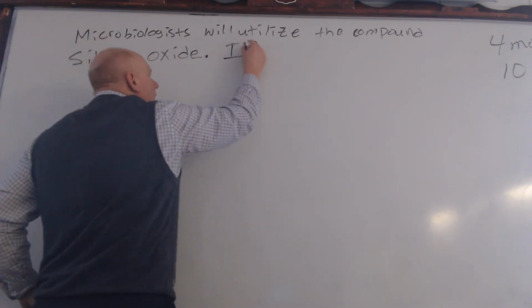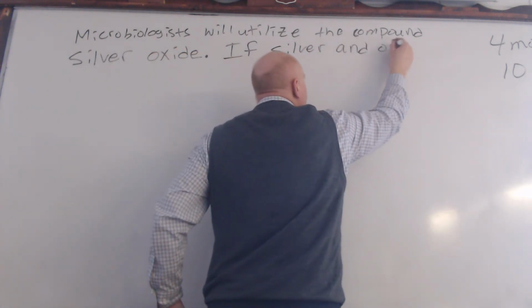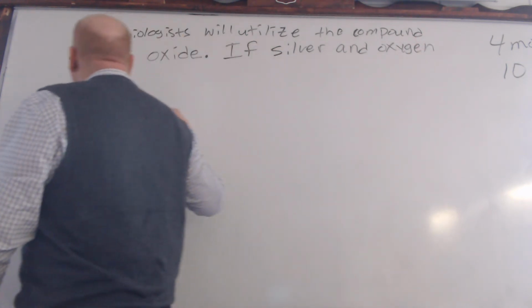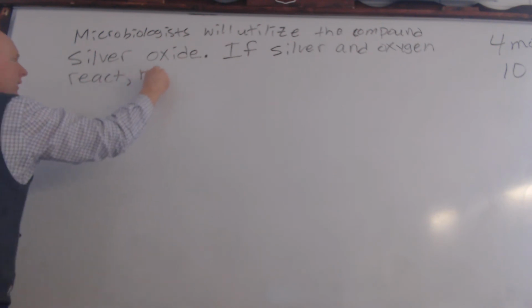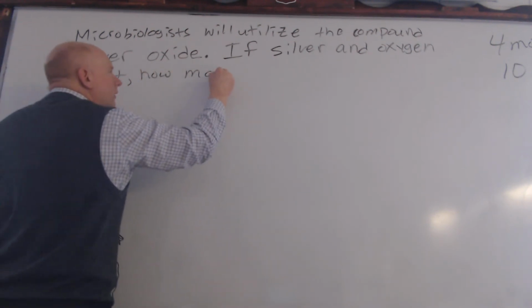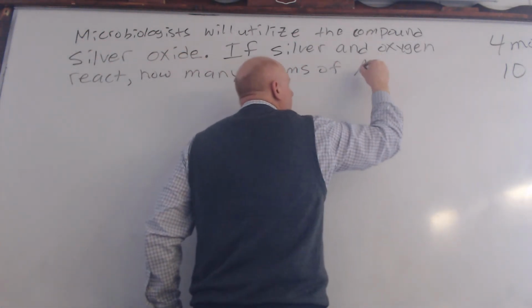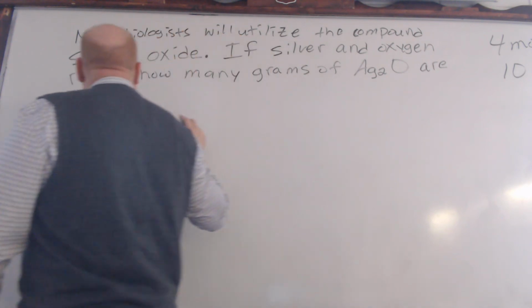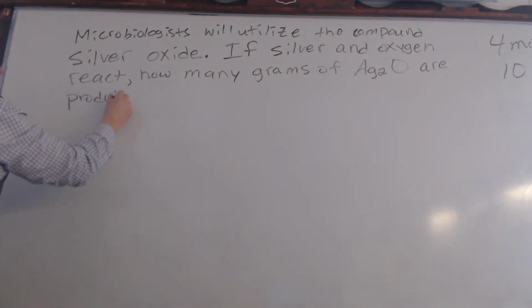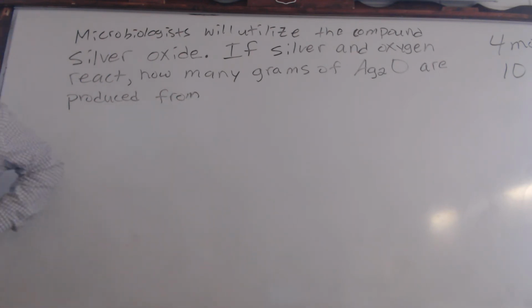if silver and oxygen react, which they probably would, provided you give it a catalyst, how many grams of silver oxide are produced? So I need a number of moles.